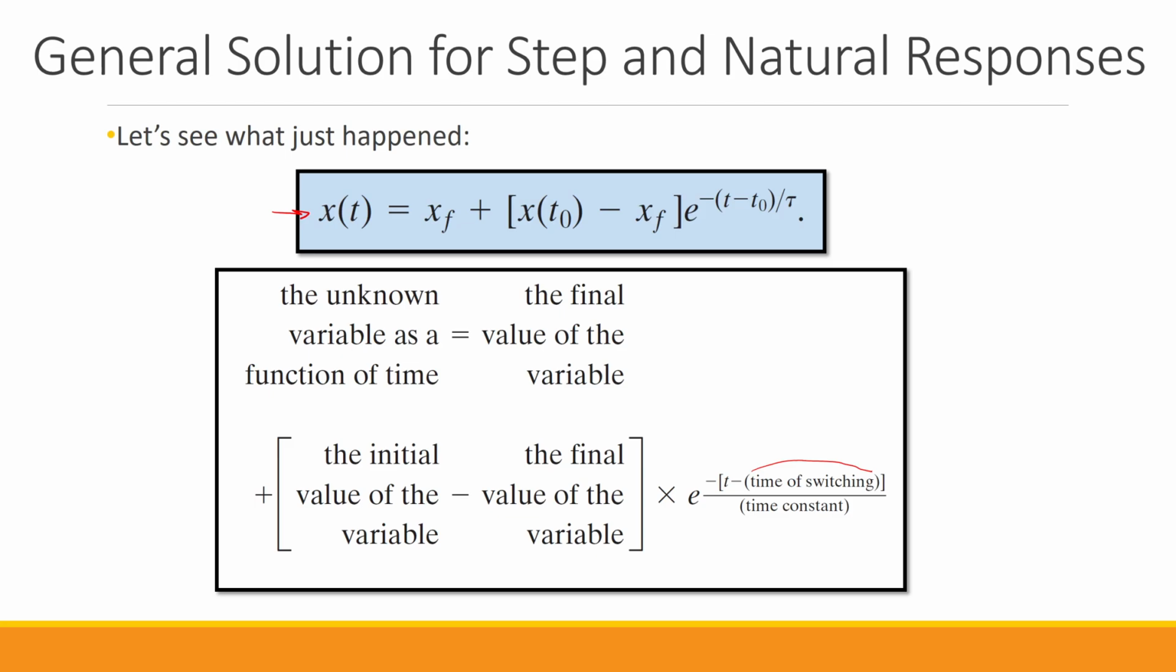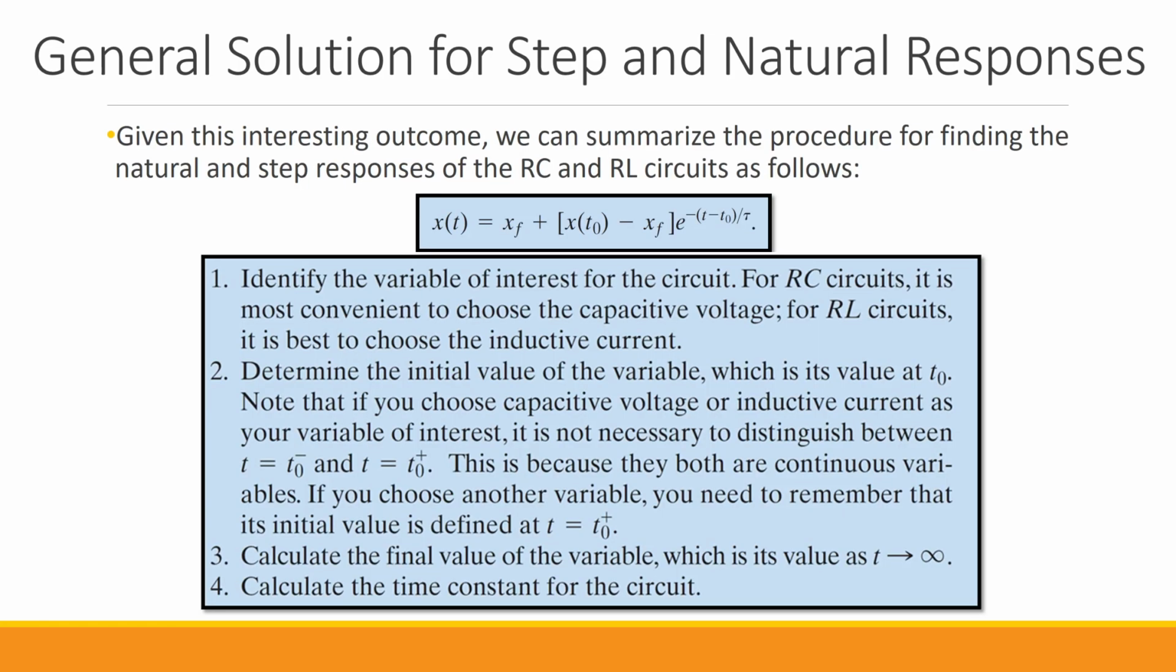So let us go over the procedure now. Given this outcome, we can summarize the procedure for finding the natural and step responses of the RC and RL circuits as follows. First, we need to identify the variable of interest for the circuit. For an RC circuit, it is most convenient to choose the capacitive voltage, or the voltage of the capacitor. For an RL circuit, it is best to choose the inductive current, or the current of the inductor.